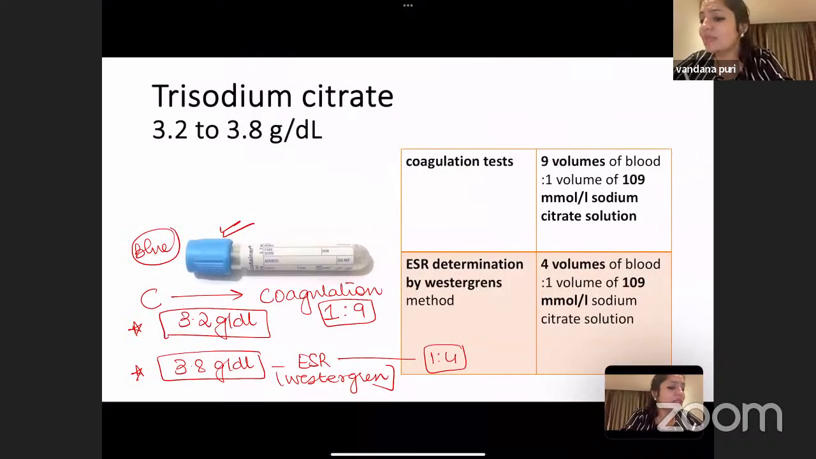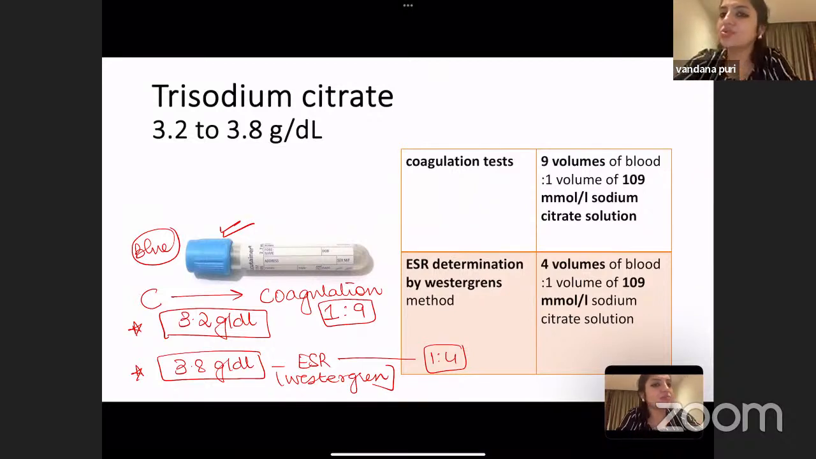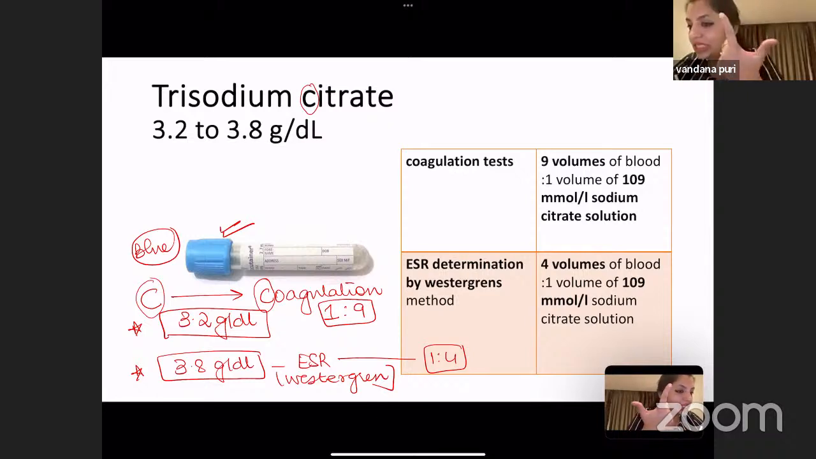Okay, now once heparin is clear to everyone, we should know trisodium citrate. So C for C. Trisodium citrate, I told you, is the anticoagulant which is reversed with calcium. So it's the preferred anticoagulant for coagulation studies. So C for coagulation, C for citrate. Any test like PT, APTT, D-dimer, if you want to do, you have to use trisodium citrate.